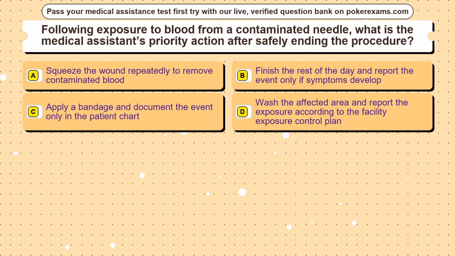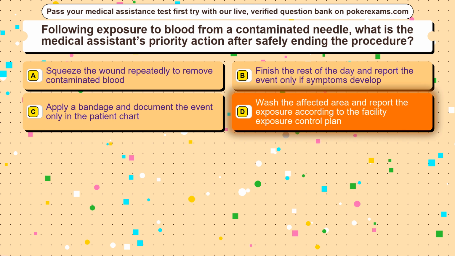Question 7. Following exposure to blood from a contaminated needle, what is the medical assistant's priority action after safely ending the procedure? Option A. Squeeze the wound repeatedly to remove contaminated blood. Option B. Finish the rest of the day and report the event only if symptoms develop. Option C. Apply a bandage and document the event only in the patient chart. Option D. Wash the affected area and report the exposure according to the facility exposure control plan.